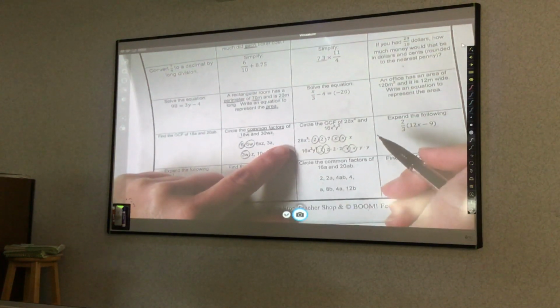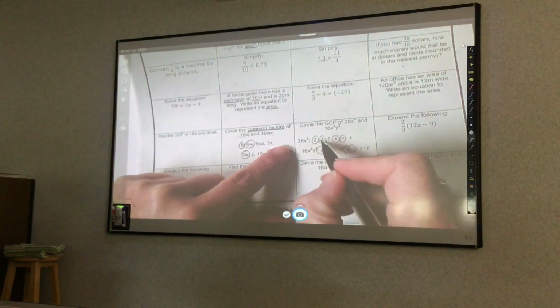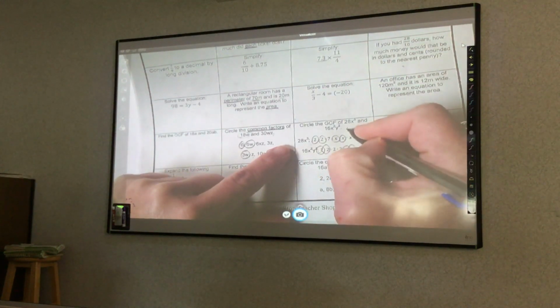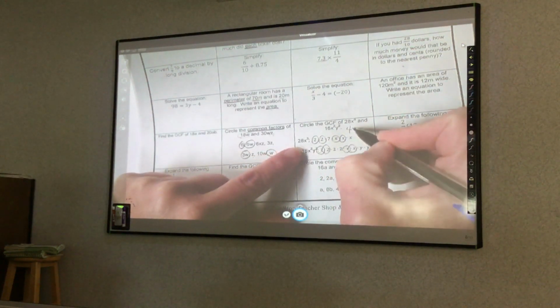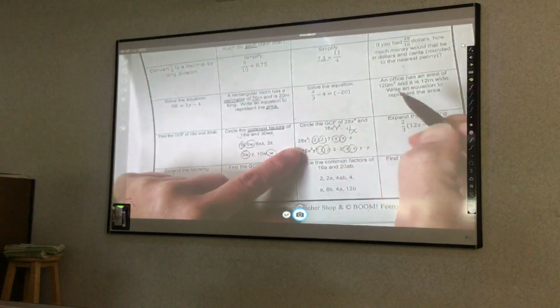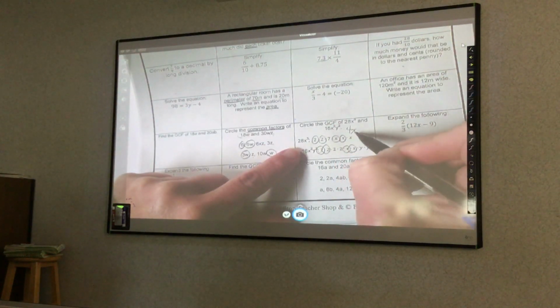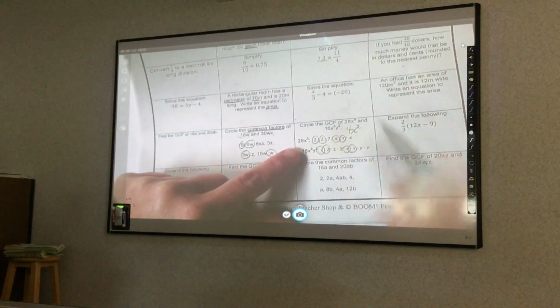Now I want you to write it this way. What's 2 times 2? 4. So it'd be 4. And then we have how many x's? 2. So it'd be 4x squared. Because x times x is like saying x squared.